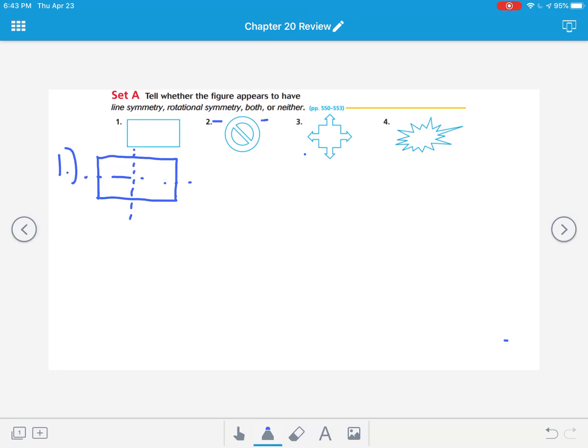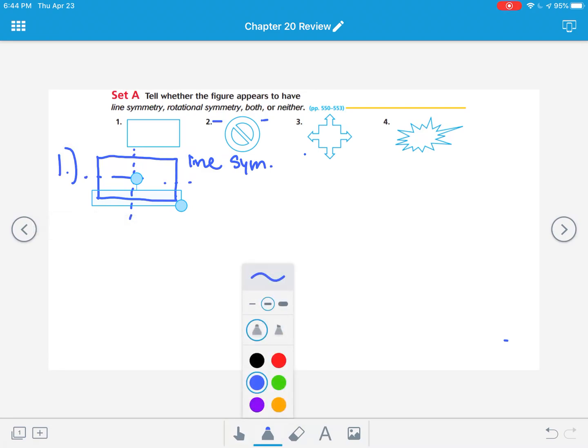It's like trying to fold a regular 8.5 by 11 sheet of white paper diagonally. It doesn't match up. Only squares can be folded diagonally as well. But this does have line symmetry. I'm going to just write line sym for short. Let's talk about rotational symmetry next. So if I take this rectangle, I'll draw out one and actually rotate it for you.